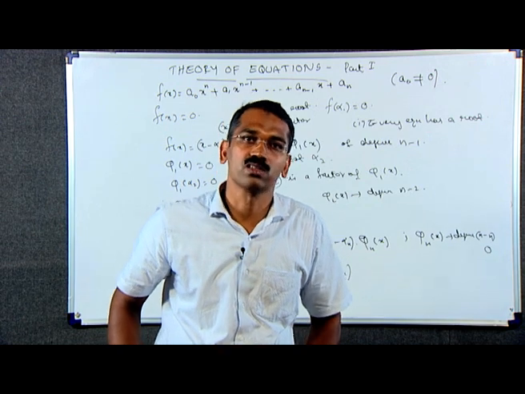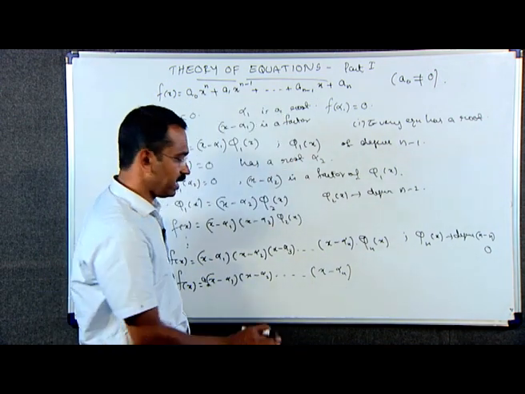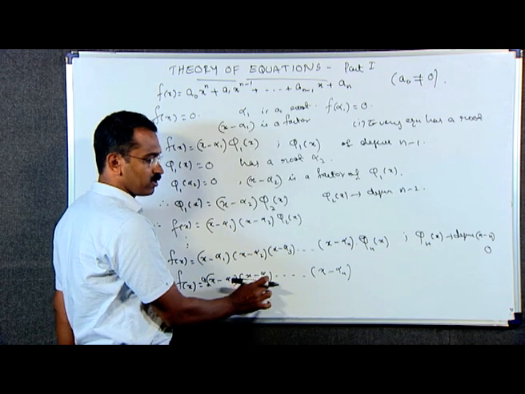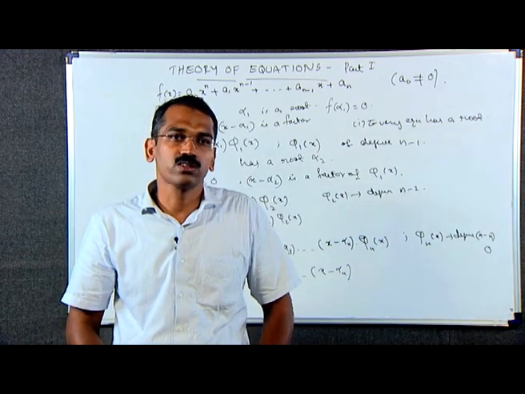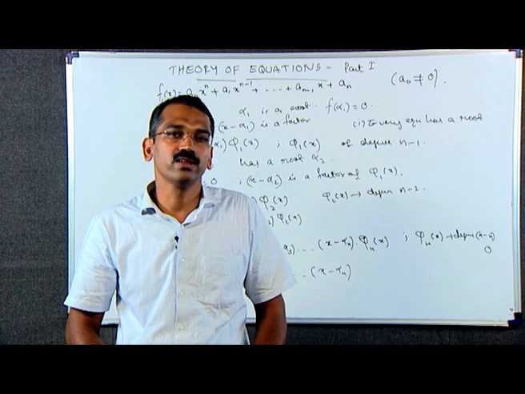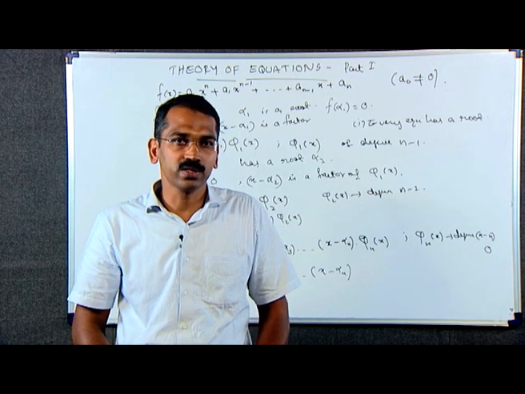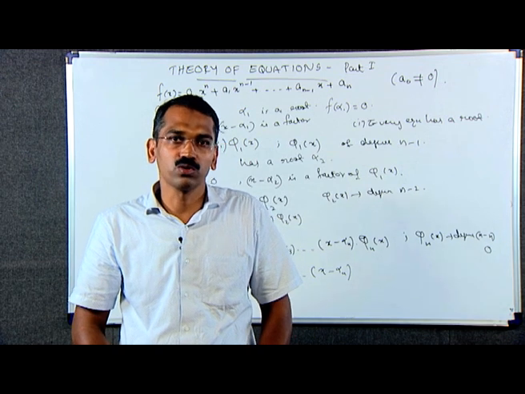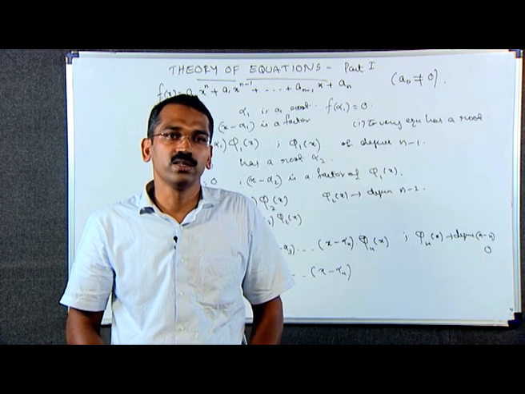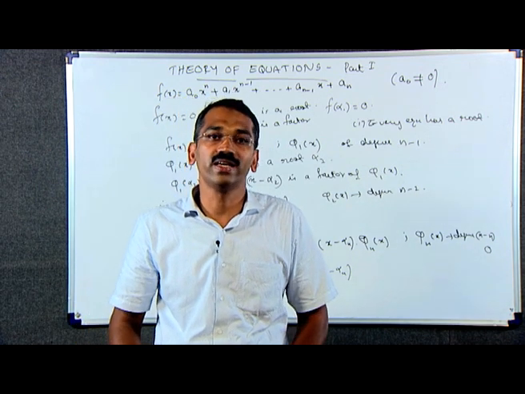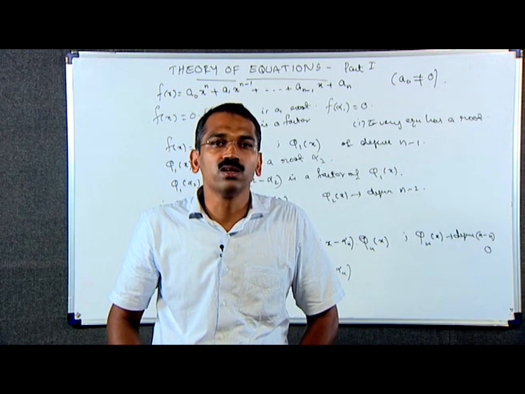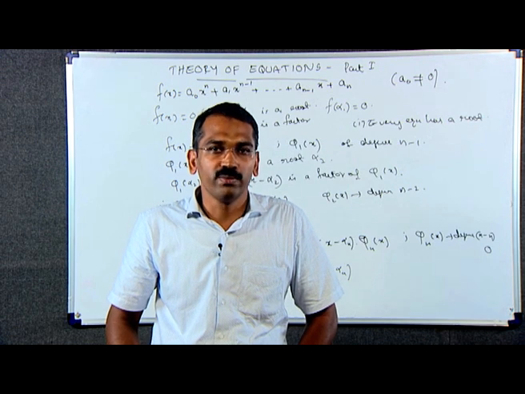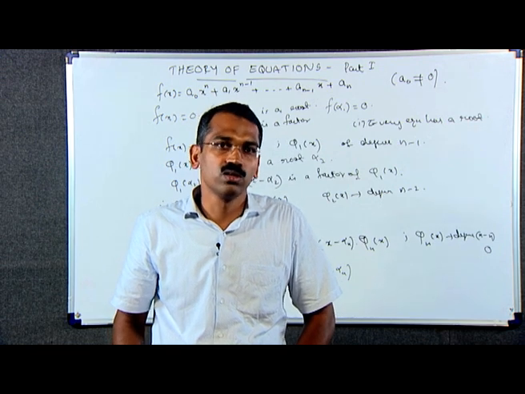Hence, f of x is equal to 0 has n roots alpha 1, alpha 2, etc., alpha n. Since f of x is not equal to 0 for any other value of x except alpha 1, alpha 2, etc., alpha n, the equation has only n roots. Of course, these may be real, complex, or may be distinct or equal.